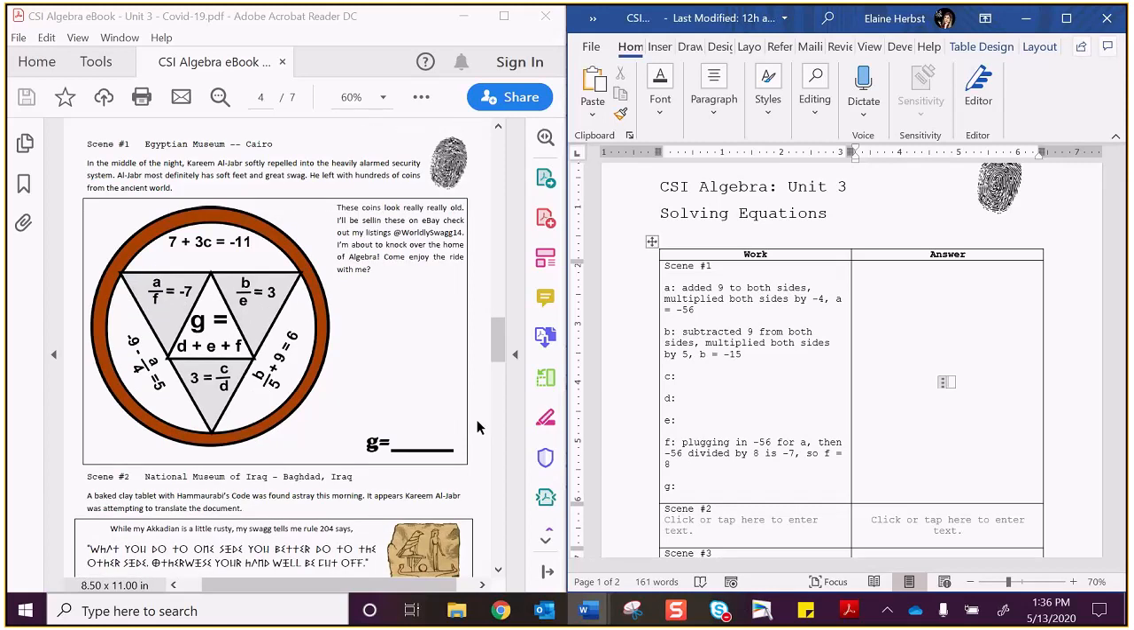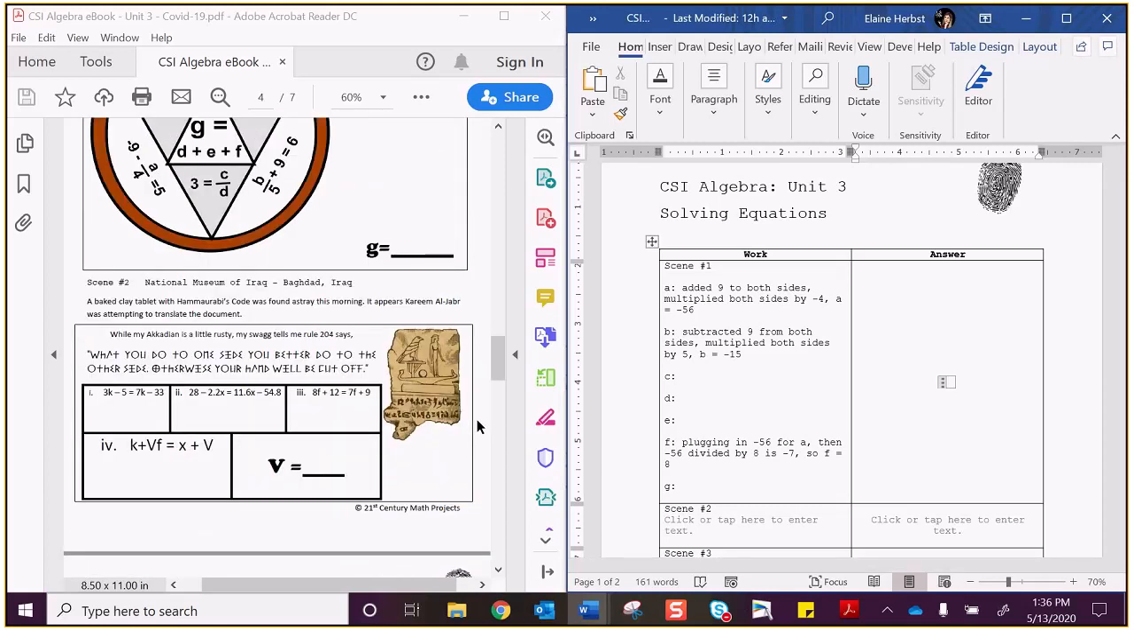And then you're also going to have to work on scene 2. Scene 2 says a baked clay tablet with Hammurabi's code was found astray this morning. It appears Kareem Algebra was attempting to translate the document. While my Akkadian is a little rusty, my swag tells me Rule 204 says this: What you do to one side, you better do to the other side. Otherwise, your hand will be cut off. Obviously, that's not true.